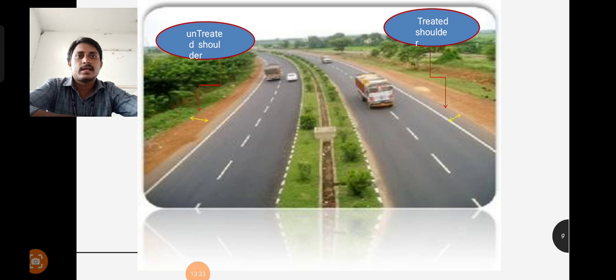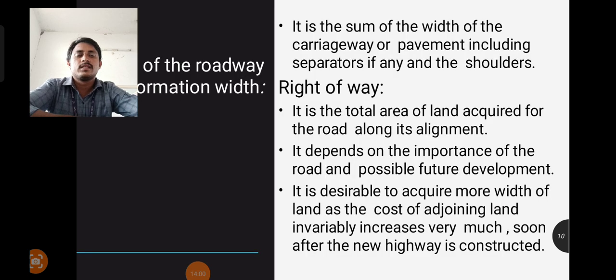Then if you see in this diagram, these are untreated shoulders. The first diagram, the left side diagram, shows the untreated shoulders, which means a proper shoulder is not provided, but the space is mentioned. That space is the untreated shoulder. In the right side diagram, the specified shoulder is mentioned, the width is specified, and that is treated shoulders.